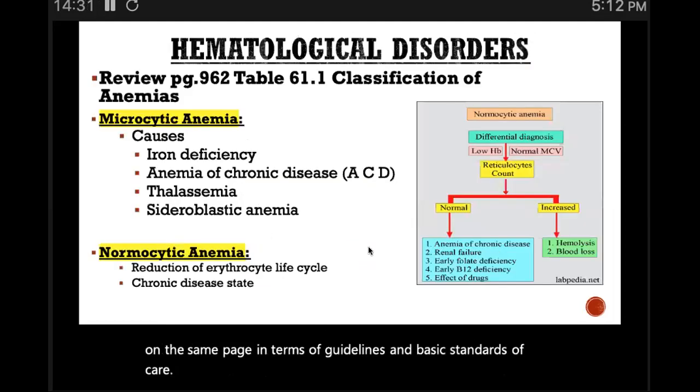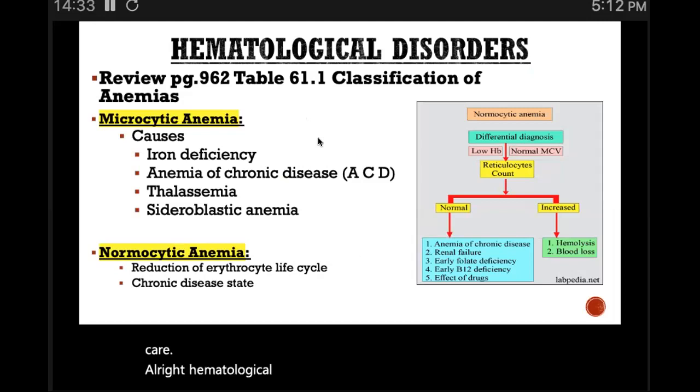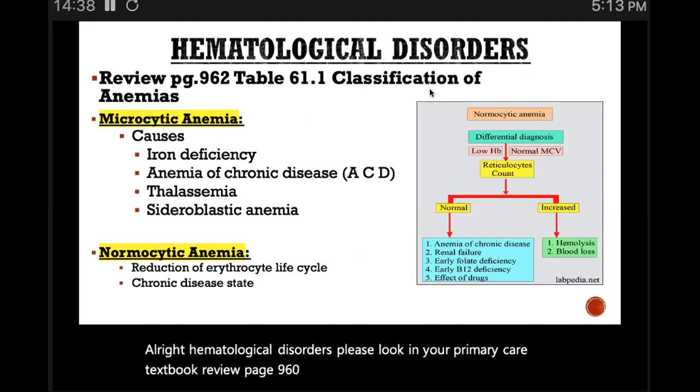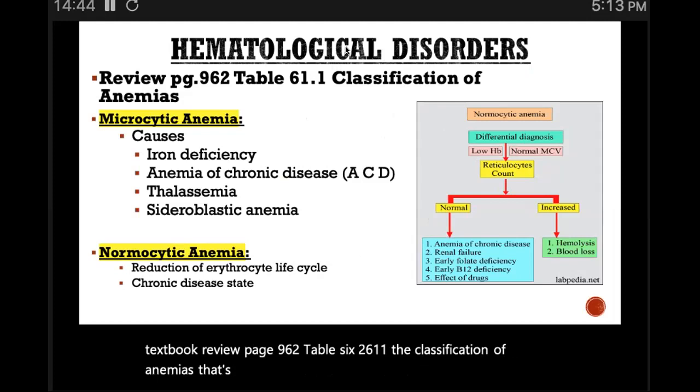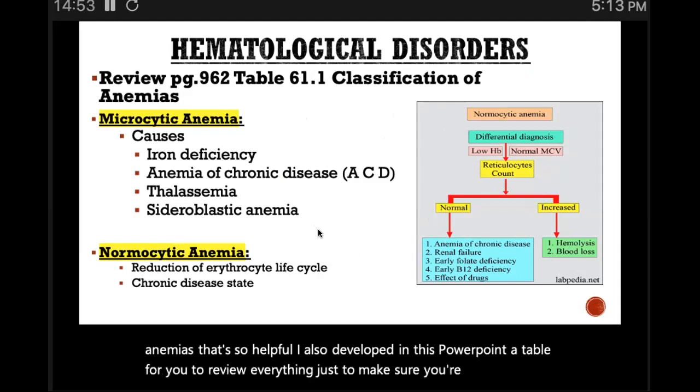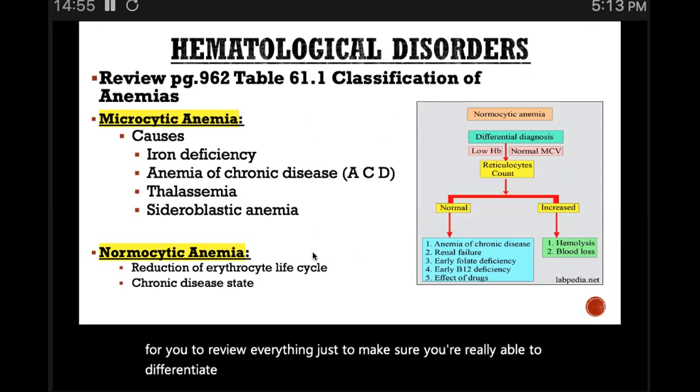All right, hematological disorders. Please look in your primary care textbook, review page 962, table 61.1, the classification of anemias. That's so helpful. I also developed in this PowerPoint a table for you to review everything, just to make sure you're really able to differentiate and diagnose the different types of anemia.